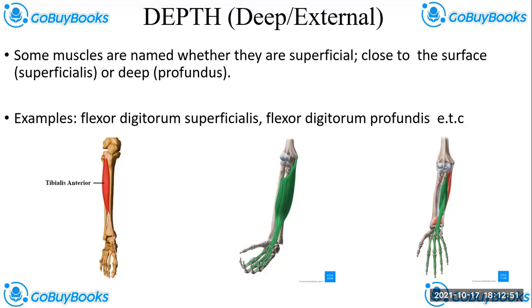Then we have profundus, which means deep. That means it is far away from your skin, it's below the superficial muscles. I use these two examples, flexor digitorum superficialis and flexor digitorum profundus, intentionally because of two reasons. One, the flexor digitorum profundus is below the flexor digitorum superficialis. If you peel away this muscle, the flexor digitorum superficialis, then you see flexor digitorum profundus. Do you understand now?